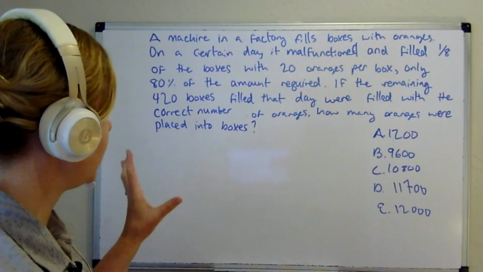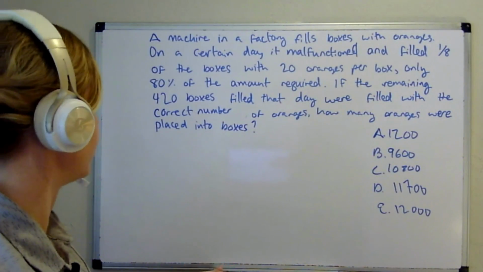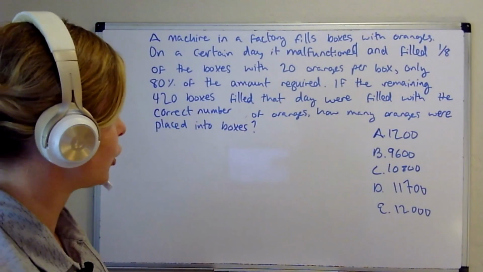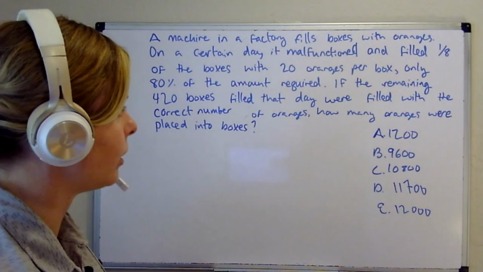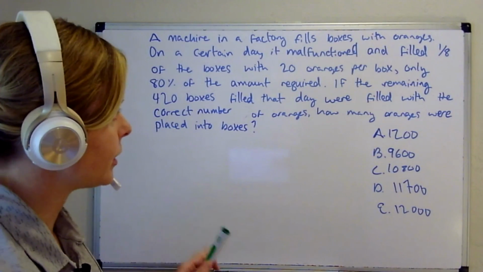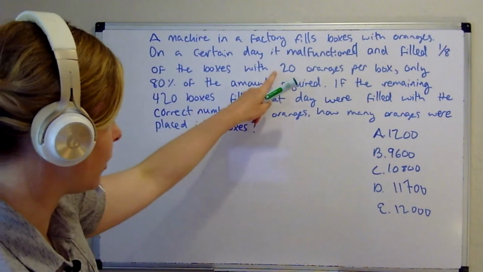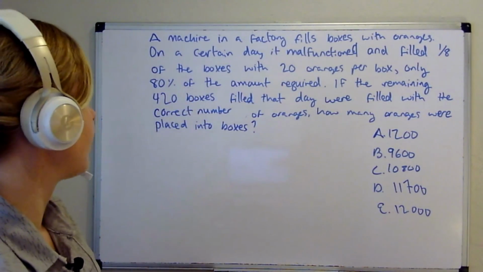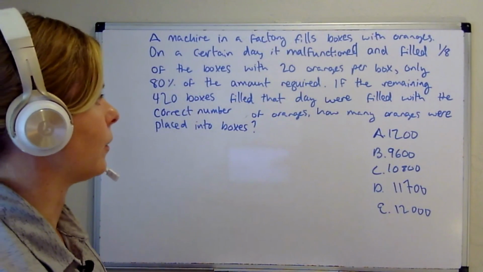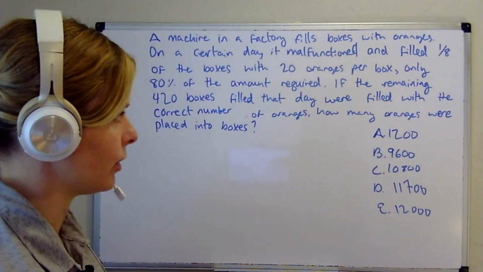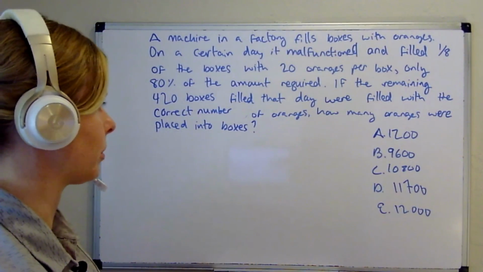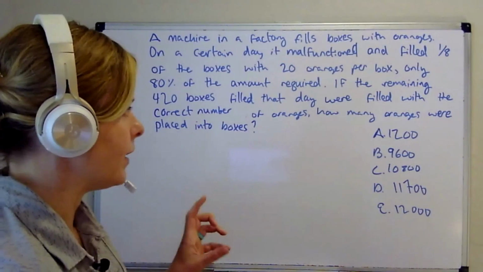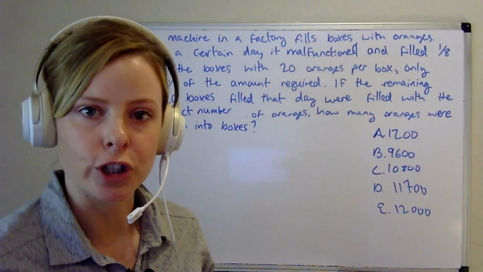We learned that a machine in a factory fills boxes with oranges, and on a certain day it malfunctioned and filled 1/8 of the boxes with 20 oranges per box, only 80% of the amount required. Okay, so these 20 oranges are 80% of the amount required. If the remaining 420 boxes filled that day were filled with the correct number of oranges, how many oranges were placed into boxes?